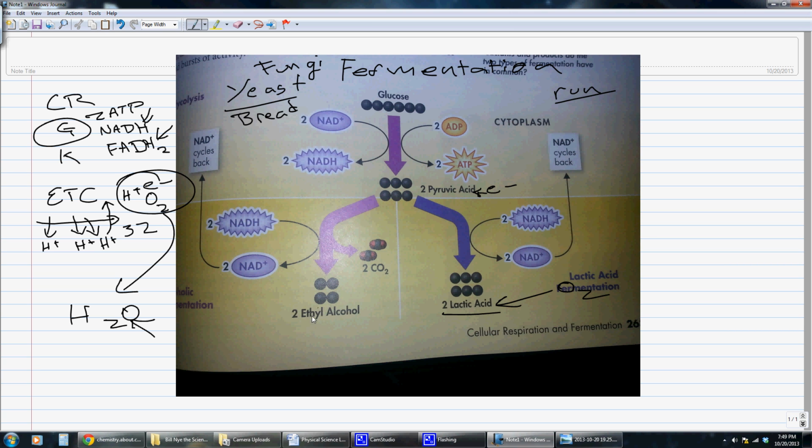You're either going to make ethanol alcohol and CO2 if you're a yeast cell, or you're going to make lactic acid if you are a human. And this is all because we have to get this high energy electron taken off of NADH, and one of these 2 things gets created when we do that.